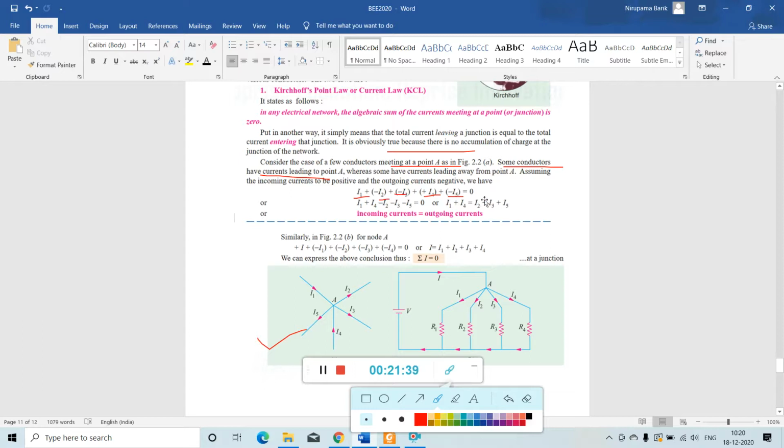So the algebraic sum of all the currents is equal to 0. From this expression we find I1 plus I4 is equal to I2 plus I3 plus I5. This proves that the algebraic sum of all the incoming currents meeting at a point is equal to the algebraic sum of all the outgoing currents leaving the junction. This is Kirchhoff's current law, and we can express it as summation of I is equal to 0. From this example also you can prove Kirchhoff's current law.